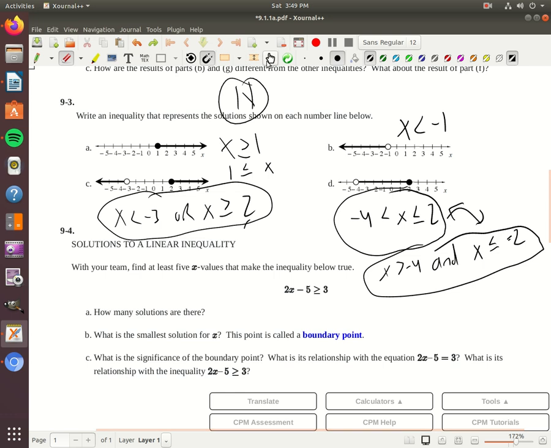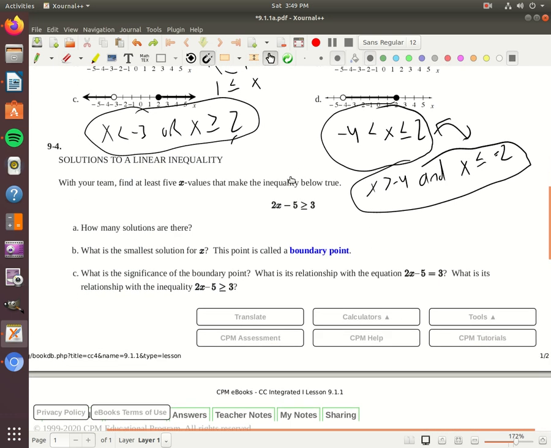All right, moving through this. Solutions to a linear inequality with your team. Write at least 5 x values that make the inequality true. Again, there's a boundary point here. We're going to talk about solving these inequalities, but just real quickly, by the way, you should pause the video now and go through this. I'm going to add 5 to both sides. 2x is greater than or equal to 8. Divide by 2, x is greater than or equal to 4. So my answer looks like this. And you need 5 solutions, anything 4 or bigger: 4, 5, 6, 7, 8, 8.2, 4.999, whatever. All those are great.